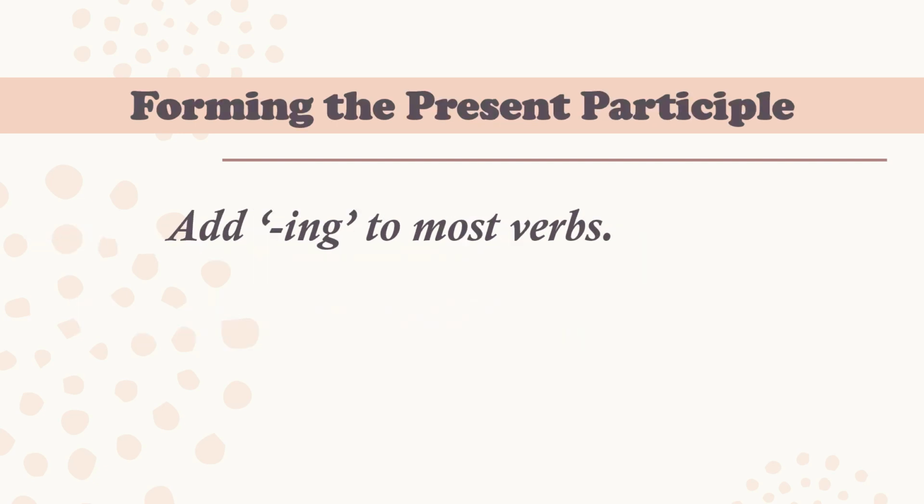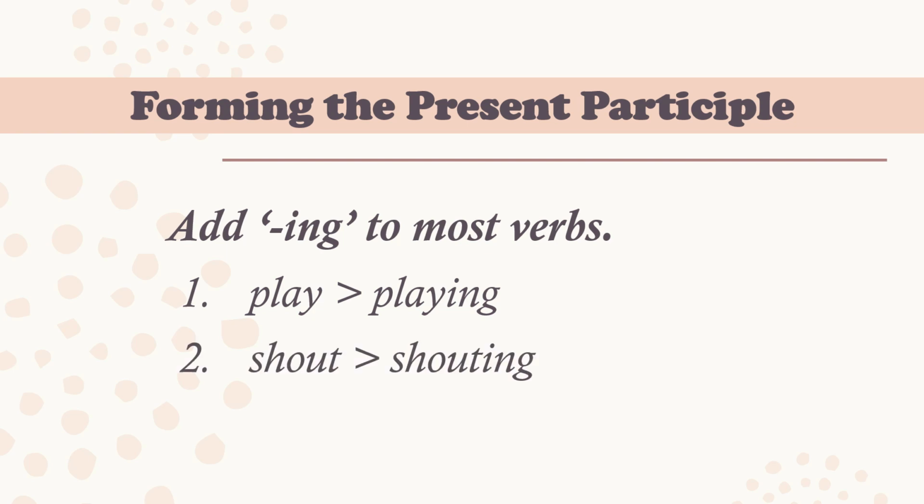Now, how to form the present participle? Of course, first things first, we have to add ing to most verbs. Example, from play, just add ing to make it playing. And also shout, just add ing to make it shouting.